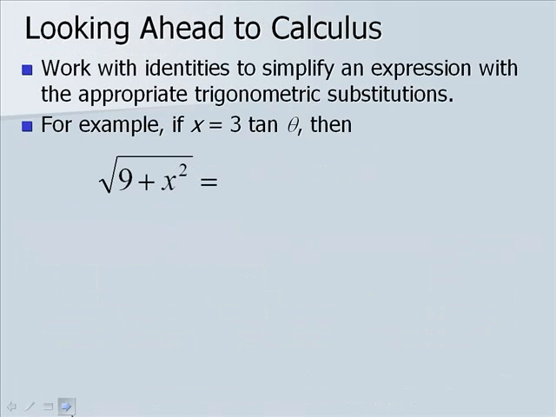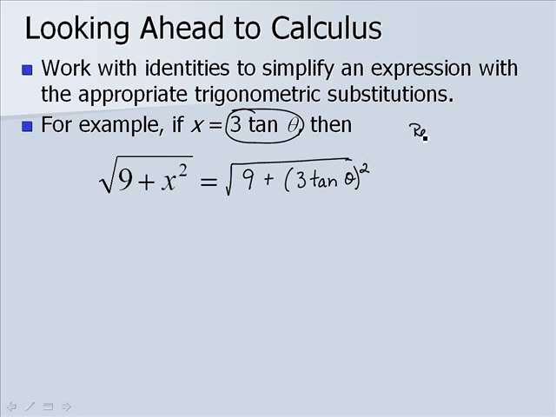Looking ahead to calculus, you're going to need to be able to work with identities to simplify an expression with the appropriate trigonometric substitutions. And this is just one example. If we say that x is 3 tangent of theta, and we want to evaluate this function substituting 3 tangent of theta in for x, then we will have the square root of 9 plus 3 tangent of theta, quantity squared.